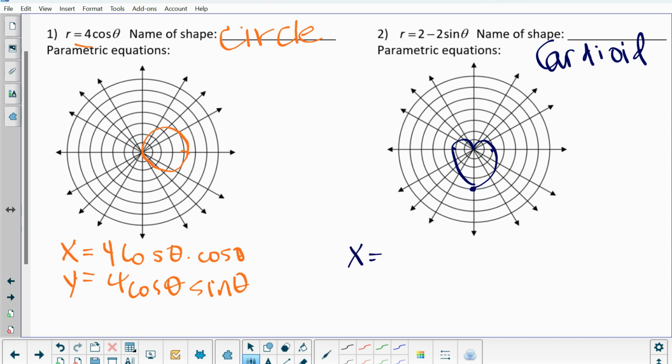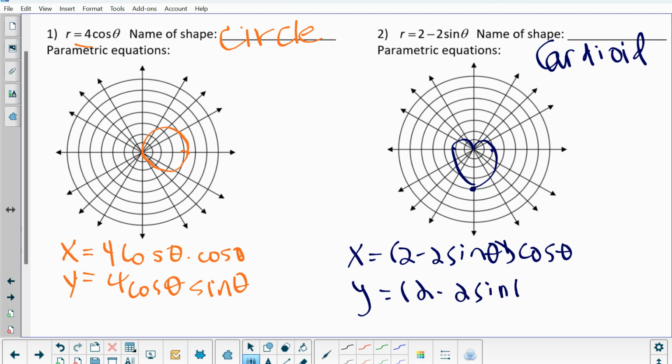My parametric equations would be x equals 2 minus 2 sine theta times cosine of theta, and y equals 2 minus 2 sine theta times sine of theta.